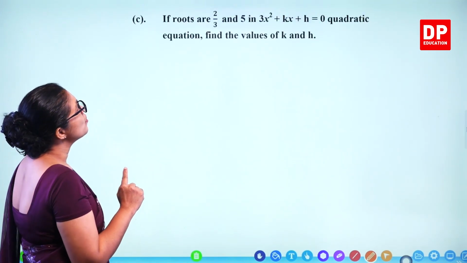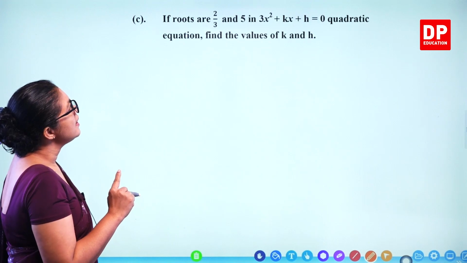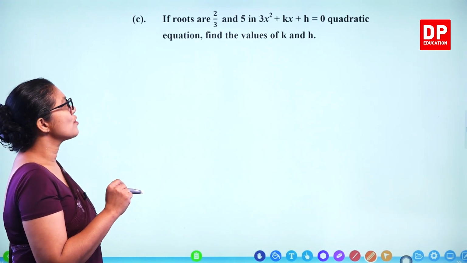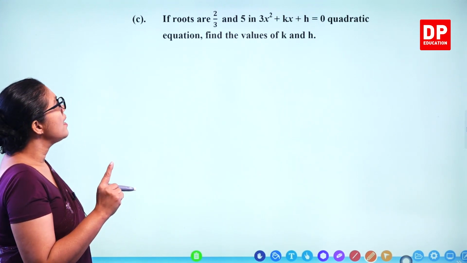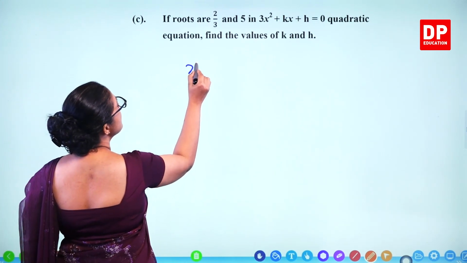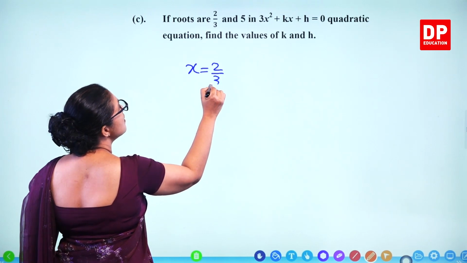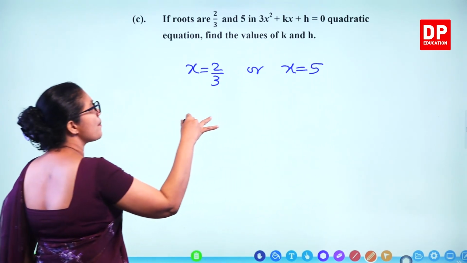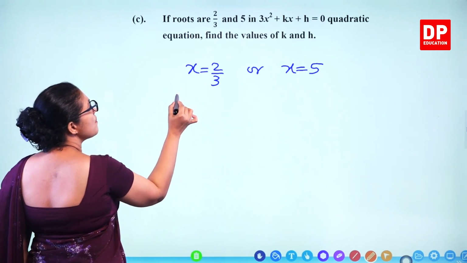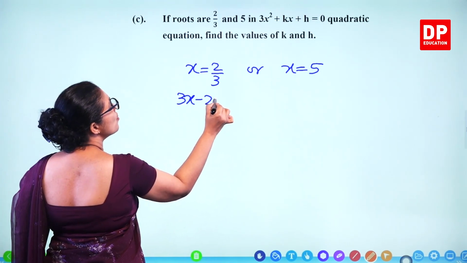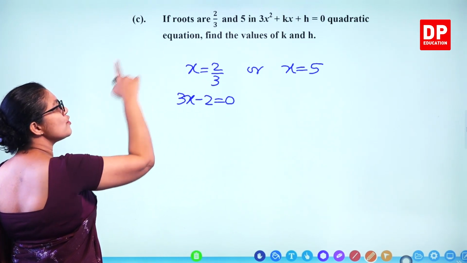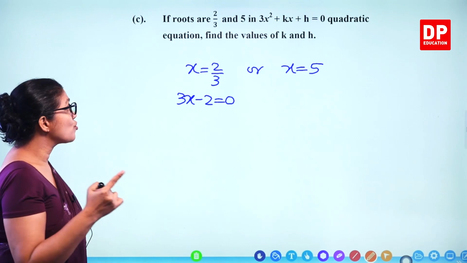If roots are 2/3 and 5 in the quadratic equation 3x squared plus kx plus h equals 0, find the values of k and h. If these are roots, that means x equals 2/3 or x equals 5. We can do reverse order. So this becomes 3x minus 2 is a factor. 3 times x, 3x, when you take 2 to the other side, 3x minus 2 is a factor.